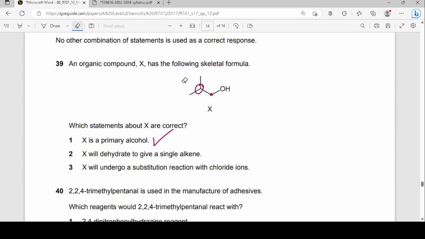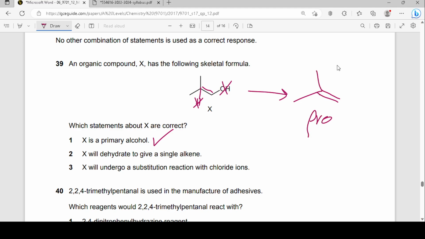X will dehydrate to give a single alkene. Okay, let's try this. So OH is here. Then the carbon atom adjacent to the one OH is attached to, if we lose H from that, and we lose this OH, so what will we get? We will get this compound, right? So that's the only thing we would get. We are basically losing this OH and the H from here. So we get a double bond here, and we get this thing, right? So it's propene, if I'm not wrong. One, two, three.